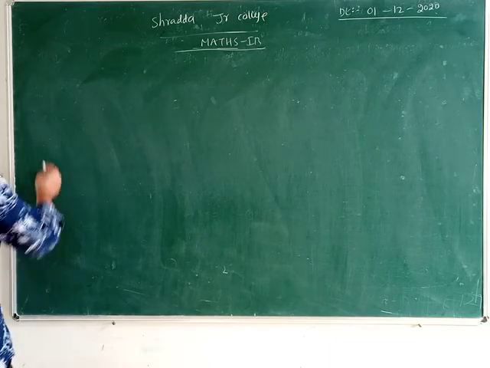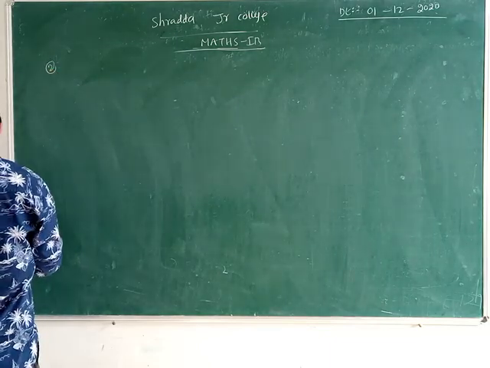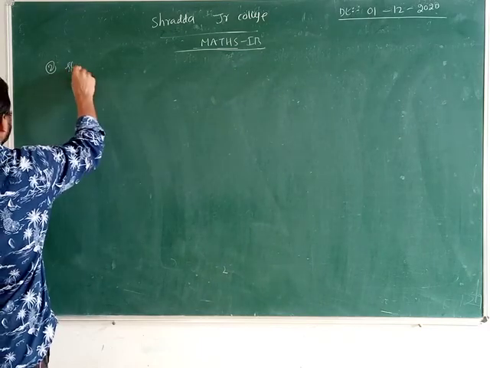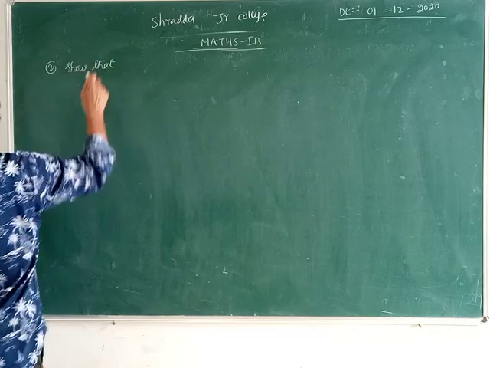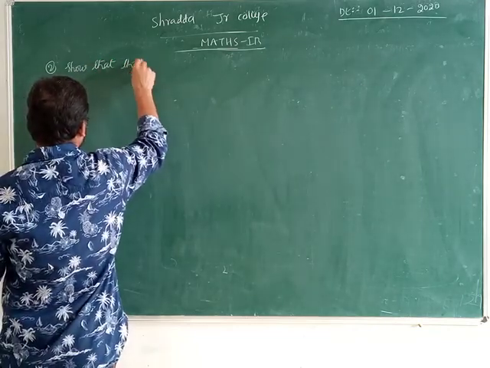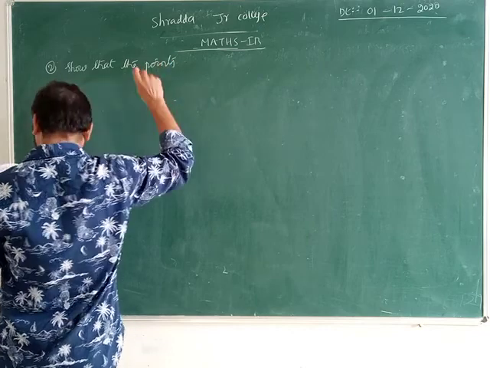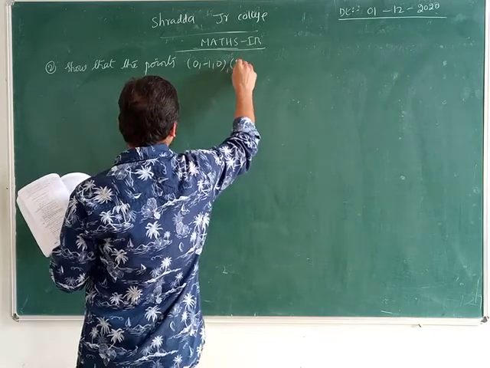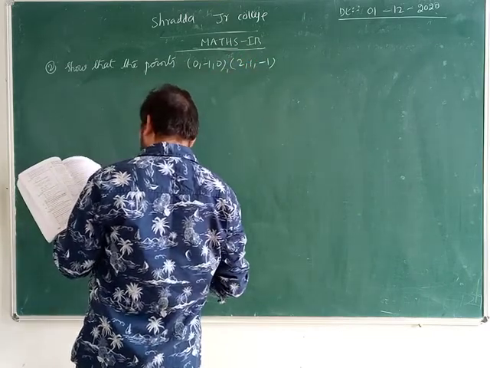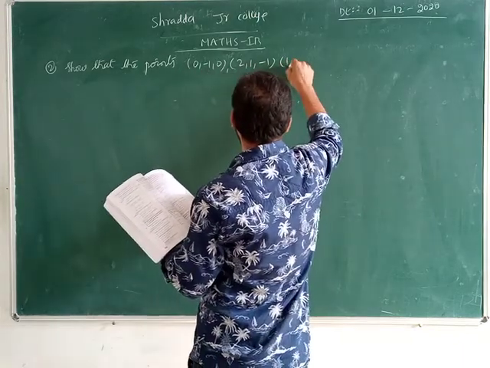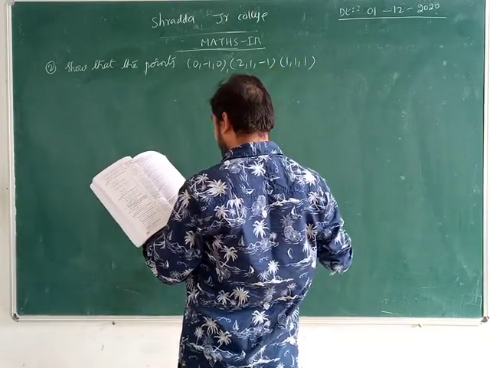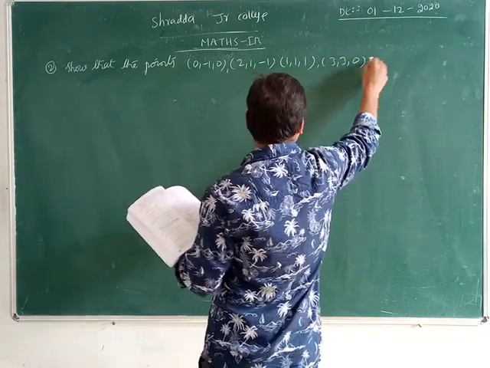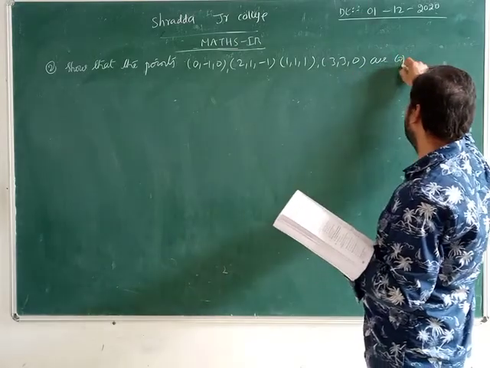See the next problem. Number 2. Show that the points 0, -1, 0; 2, 1, -1; 1, 1, 1; 3, 3, 0 are coplanar.